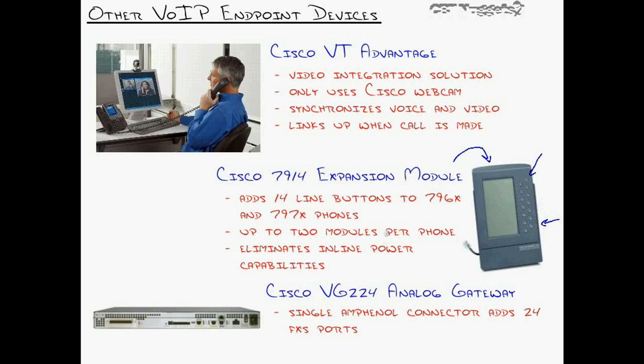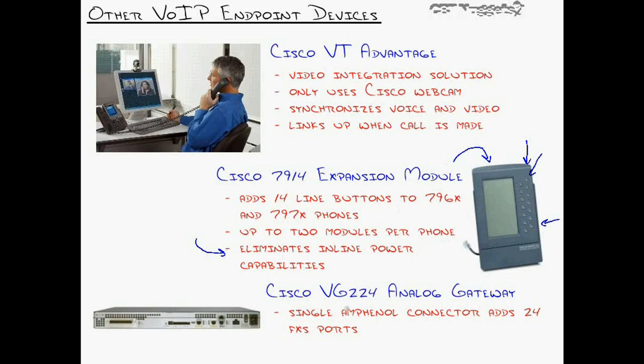So you can add up to 2 of these modules for each phone, which gives you an additional 14 line buttons. So this is very good for a receptionist who has to manage and direct many calls that are coming in and out. Now keep in mind, when you plug this in, it eliminates your inline power capabilities. The phone now requires a plug that goes to the wall. So inline power can power the phone from the Ethernet jack. And that's one of the things we'll talk about as we get deeper into the network infrastructure. Adding on too many things to the phone increases the power requirements beyond the power over Ethernet capabilities.